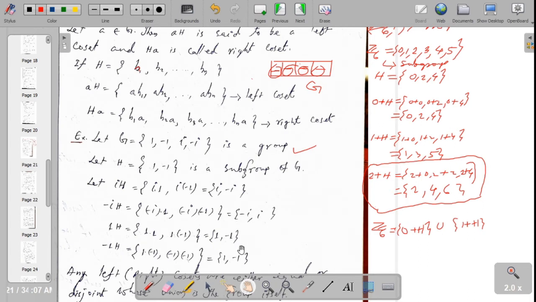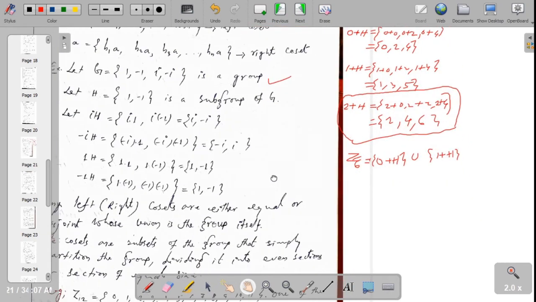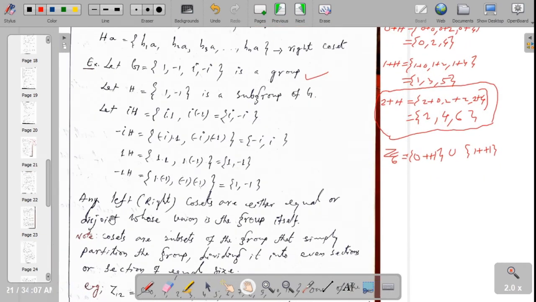Okay, we have only two cosets here in this case, and the union of these cosets will give you the group G. So any left or right cosets are either equal or disjoint, whose union is the group itself. As I have discussed, any cosets will be either equal or disjoint, whose union is the group G itself.